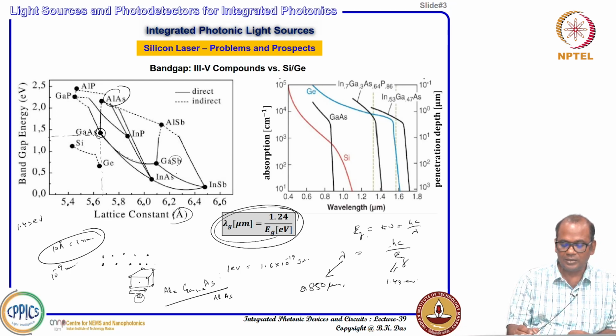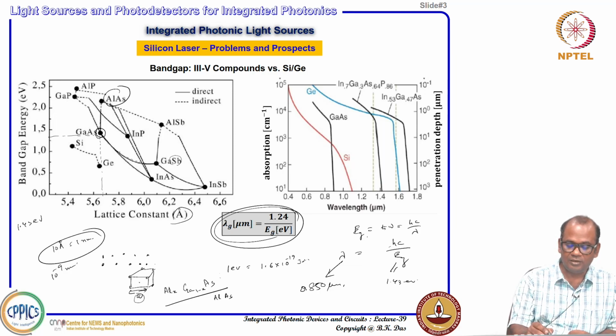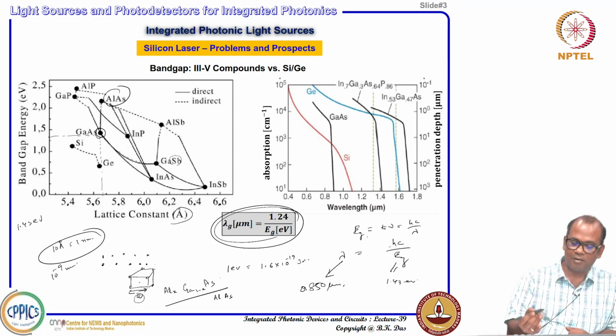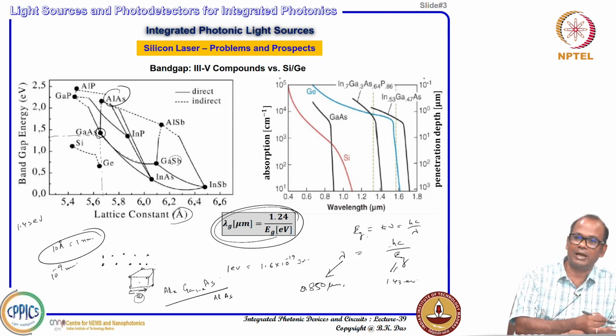Or suppose, starting from aluminum arsenide here, you slowly increase indium, aluminum indium arsenide, it will come like this. Different types of material, different positions and different compositions give different lattice constants and band gaps. So, by controlling the composition you can actually engineer the band gap.